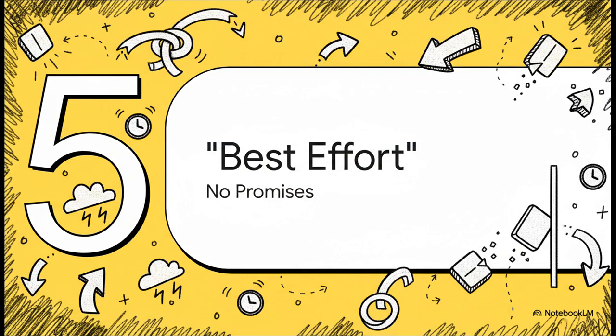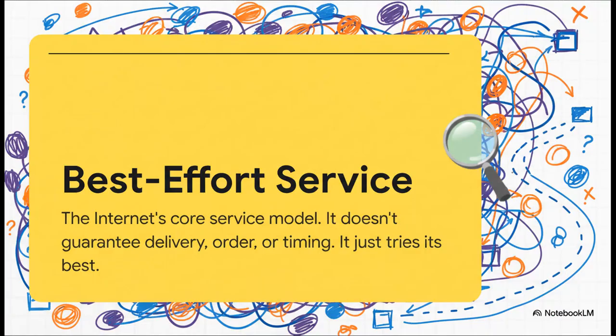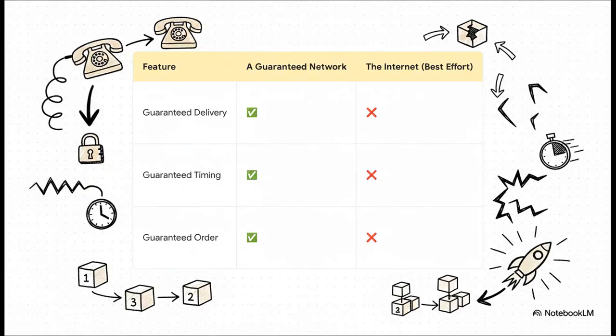Okay, let's keep going, because this is where things get a little surprising. After all this incredible high-speed engineering we've been talking about, the internet doesn't actually guarantee your packet will arrive safely or on time or, honestly, even at all. Yeah, it operates on a model called best effort service, and it is, well, exactly what it sounds like. The network promises to simply try its best to get your packet where it's going, but it makes absolutely zero guarantees about the outcome.